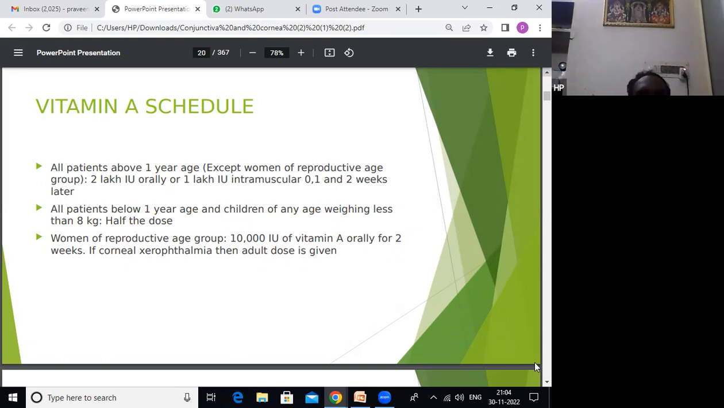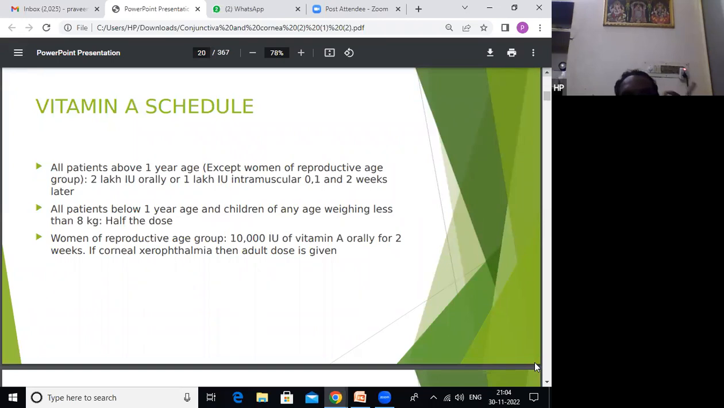And women of reproductive age group, you have to give 10,000 international units of vitamin A orally every day for 2 weeks. If they have corneal involvement thereafter, then you give the adult dose. Okay. Then this is the tricky point.